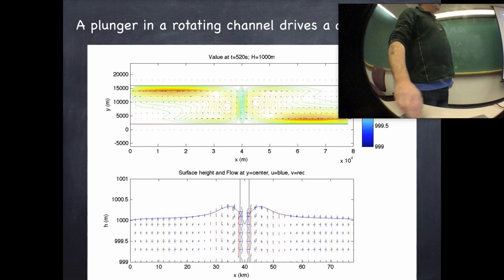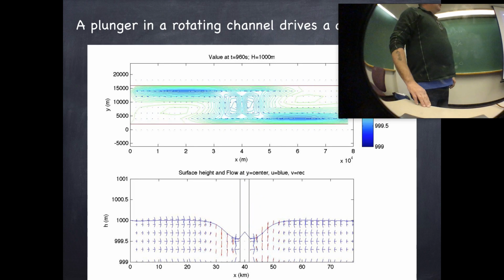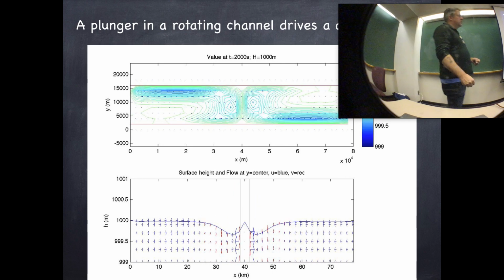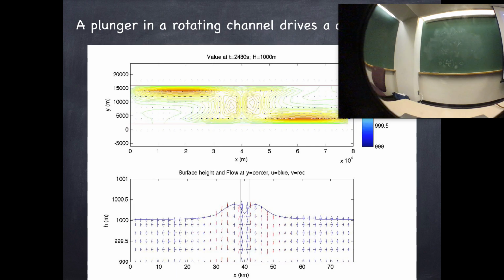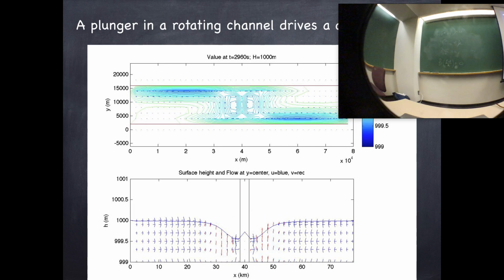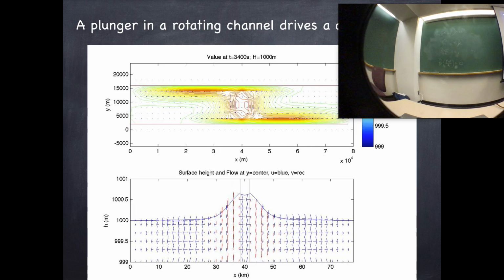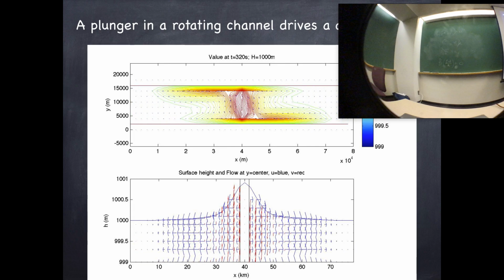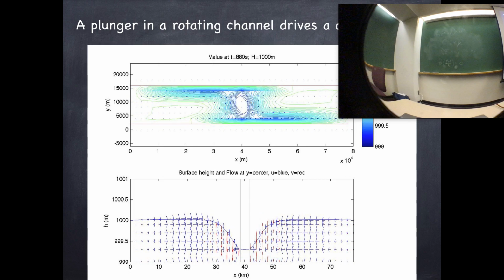This is where things start to get interesting. If we do the plunger case in a rotating channel, we have a broken symmetry. There's now a wave that travels along the wall, preferentially in only one direction. That's a Kelvin wave.